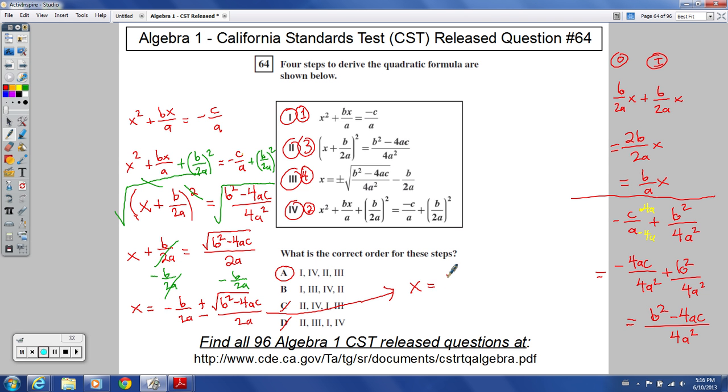And so we have x equals, and we can have here negative b, because we have the same denominator now, 2a, so negative b plus or minus the square root of b squared minus 4ac all over 2a. Beautiful. There is the quadratic formula, but these were the correct steps. The Roman numeral 1 came first, then Roman numeral 4, and then 2, and then 3. And so the correct choice for number 64 is choice A.